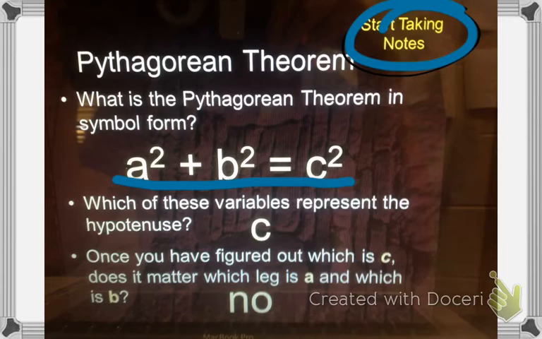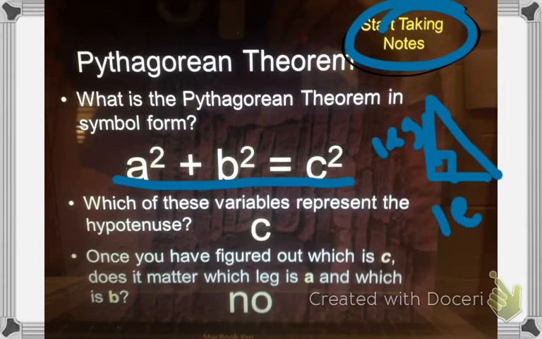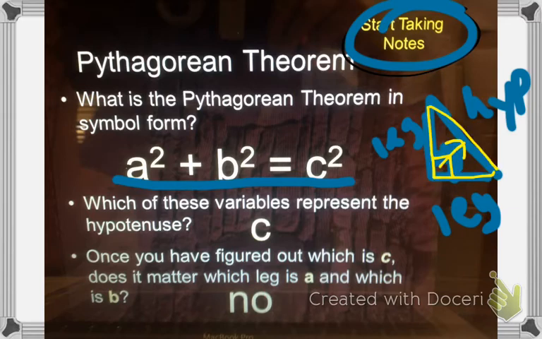In class we went over the proof for this, which just means a nice way of showing how this theorem actually works. And then it asks, which of these variables represents the hypotenuse? Remember, we've got a triangle, and it's a right triangle. Here's a leg. Here's a leg. Here's the hypotenuse. It's the longest side across from the right angle.